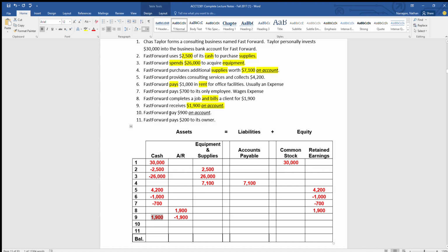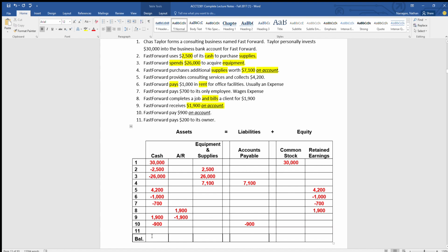Okay. Number 10, we have paid $900 on account, sorry. So again, we've paid out cash. We paid it on account, so we probably paid a little bit of these supplies. So again, minus 900. Watch out for the minuses and positives. They mean totally different things. In chapter 2, we really get into those.